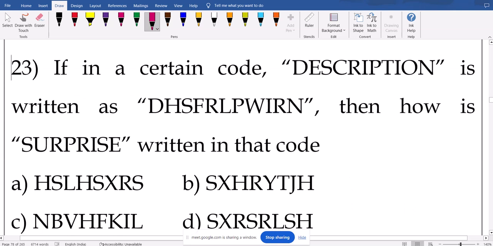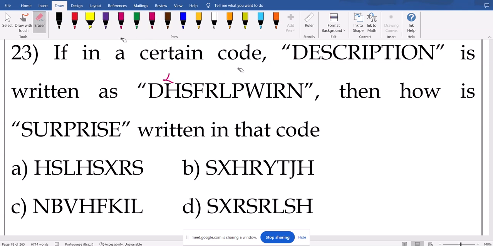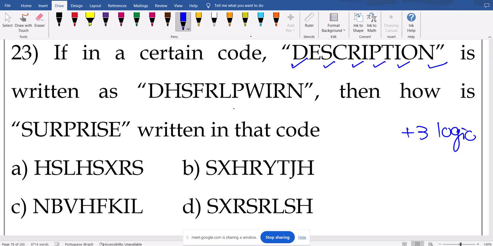Description: first letter D as it is, last letter N as it is. So the first letter is maintained the same, and the last letter is maintained. In fact, every alternate letter, right? If you observe, D is same, S same, R is same, P is same, I is same, N is same. For the remaining, they did plus 3 logic. In surprise, S, R, S is required, and S, R, S is available in option D.